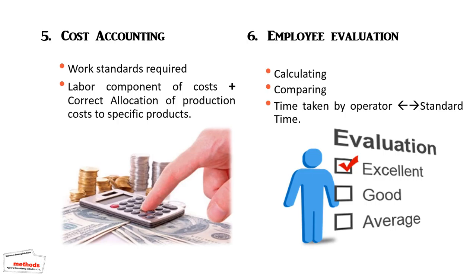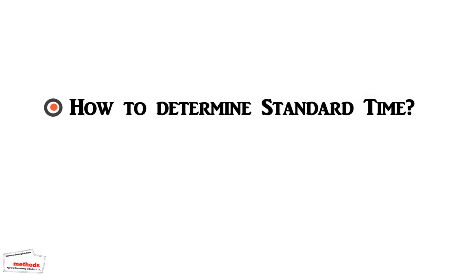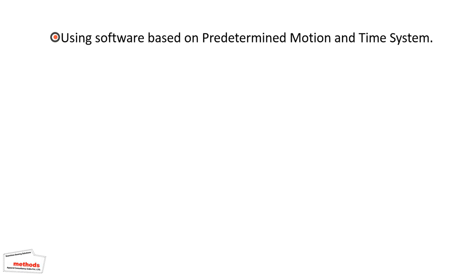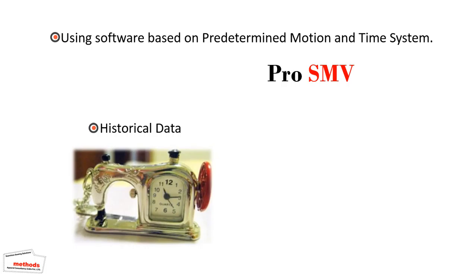And this is how we arrive at our next topic for today. That is, how do we determine standard time? We have all heard of the best way of doing it, which is by use of predetermined motion and time systems, or simply PMTS systems. An example would be ProSMV. Other ways are determination through historical data or based on experience, and time study.